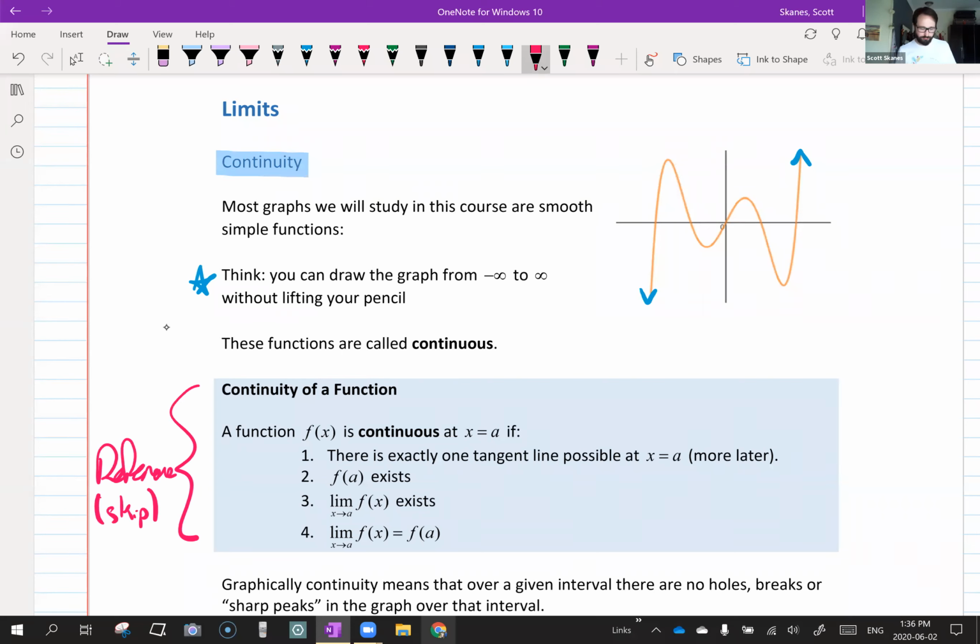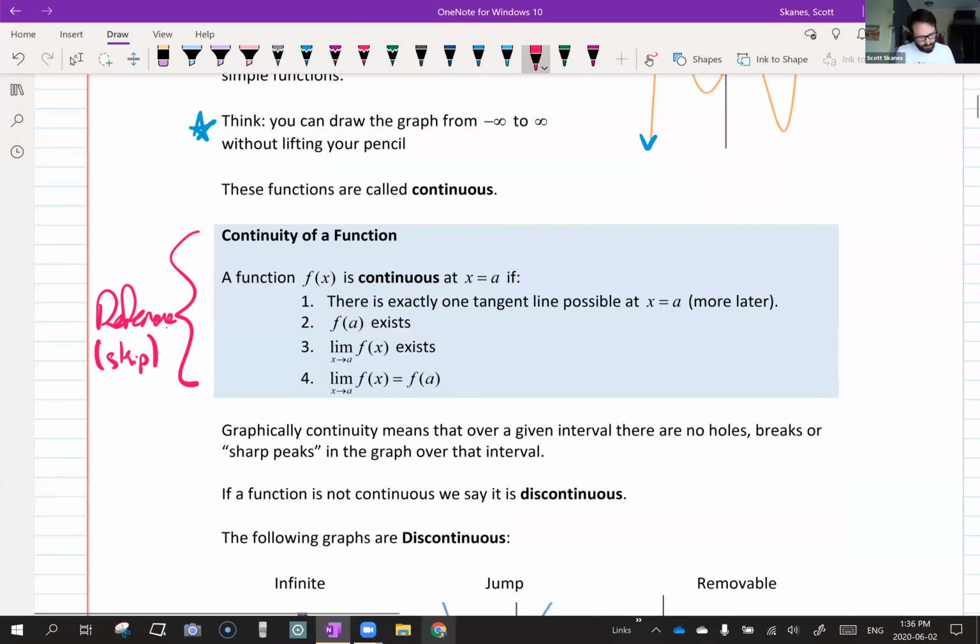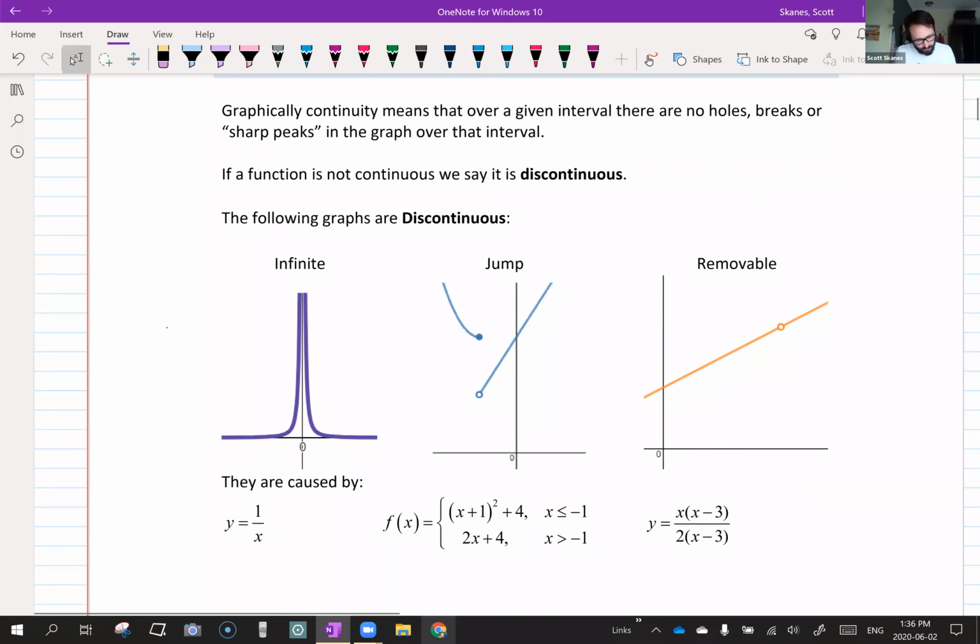I'll make it more simple for you. All right, so if a function is continuous, it means we can draw on it without lifting our pencil. That's the basic definition, okay? Continuity will come up again later. So if it's continuous, it means there's no holes, breaks, or sharp peaks in the graph. If it's not continuous, we say it's discontinuous. And sometimes that comes up.